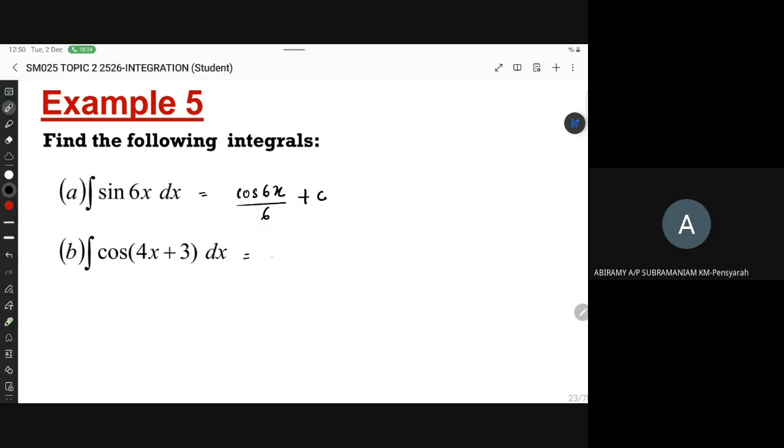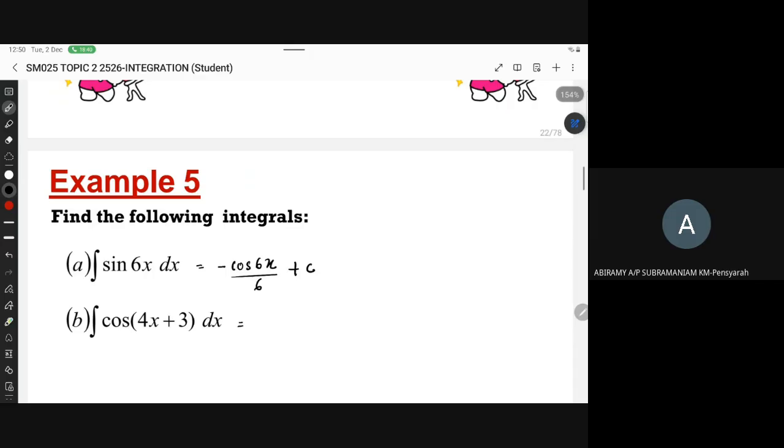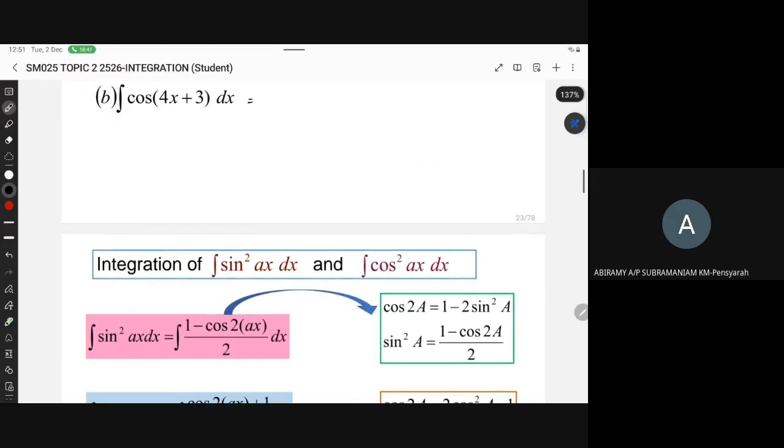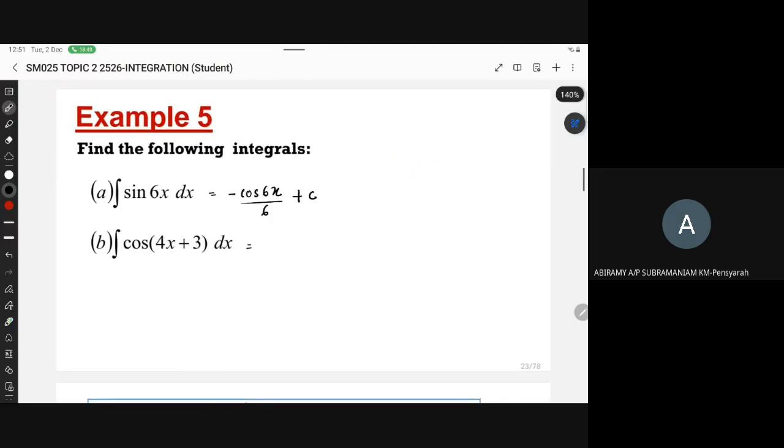Next, we know integrate sine will be giving us negative cos. So we have to be very careful here. Integrate sine will be giving negative cos. The final answer is negative cos 6x divided by 6 plus c.